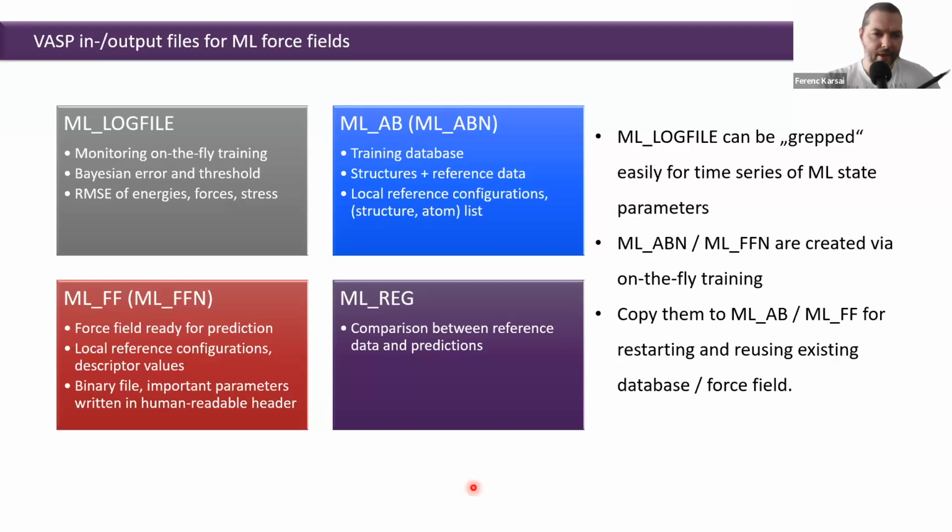Yes, and finally we have the MLReg file. I just wanted to mention this for completion. It contains all the ab initio energies, forces, and stresses listed in one column, and all their predictions listed in another column. This file is not essential at all for any use, but can be interesting if you want to analyze or reproduce the fitting.